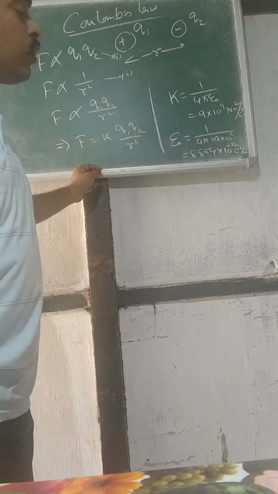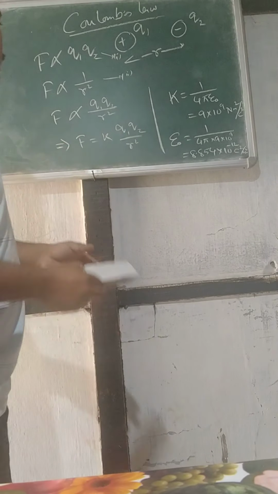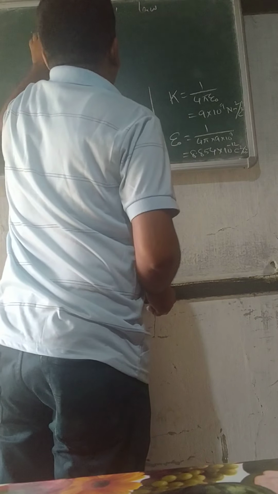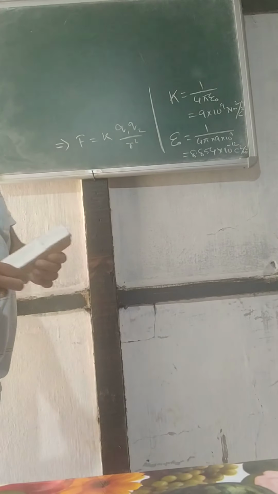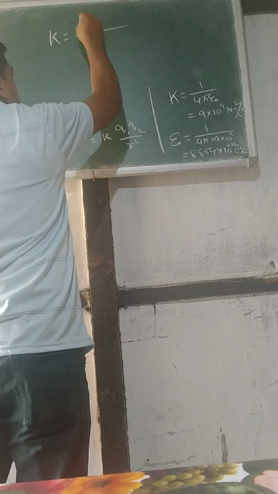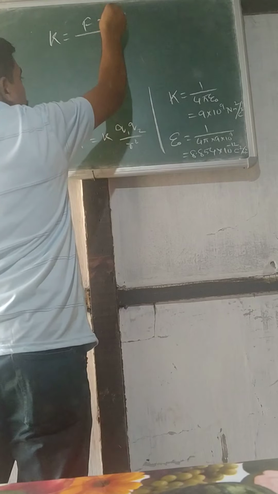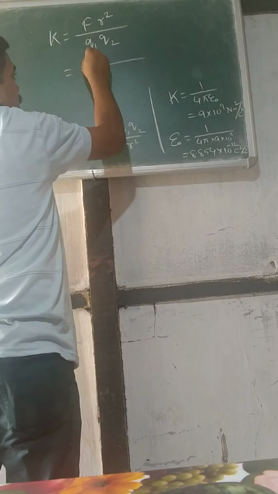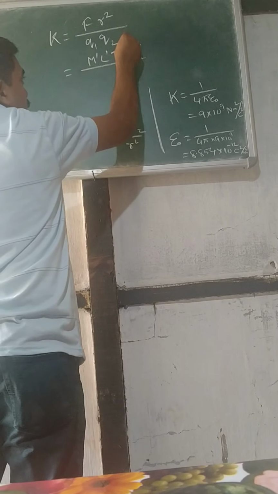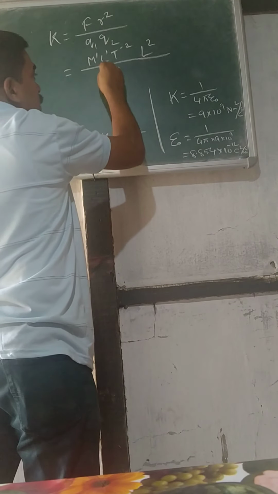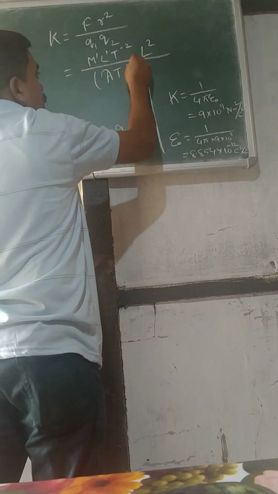Now what will be the dimension of K? These dimensions are very important in your textbook. It is given in the last portion. Dimension of K equals dimension of F R square by Q1 Q2. F means dimension M1 L1 T minus 2, the dimension of force. R means L, R square means L square. Q1 Q2 means (AT) whole square.